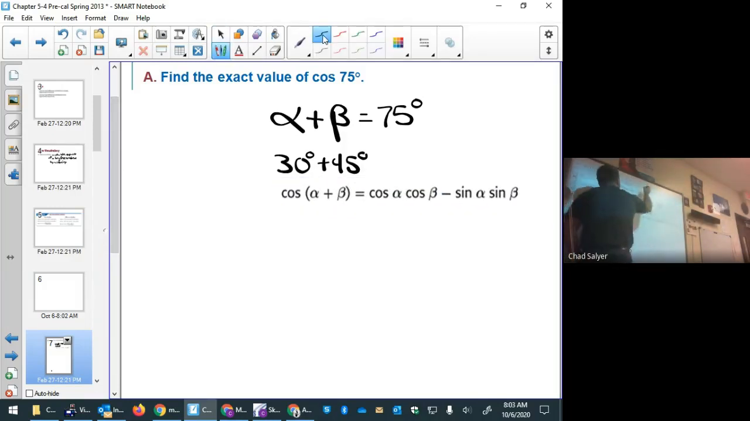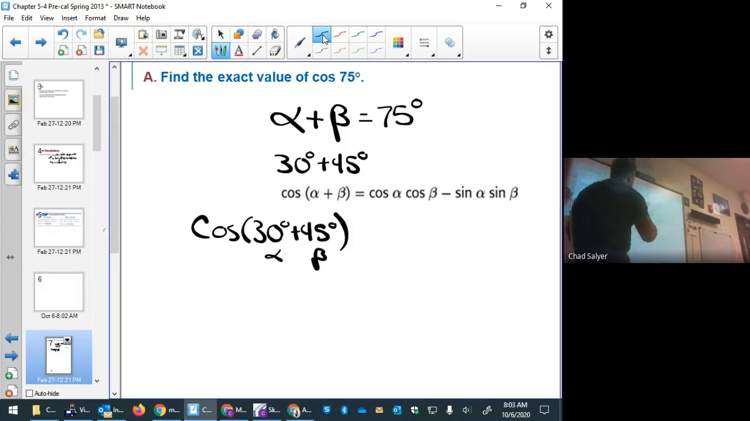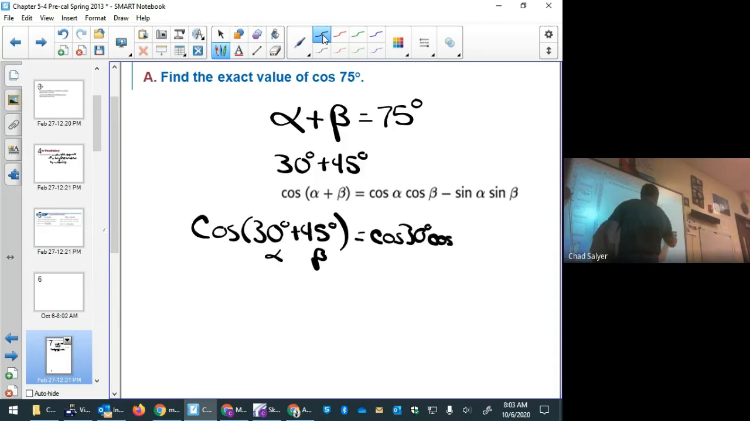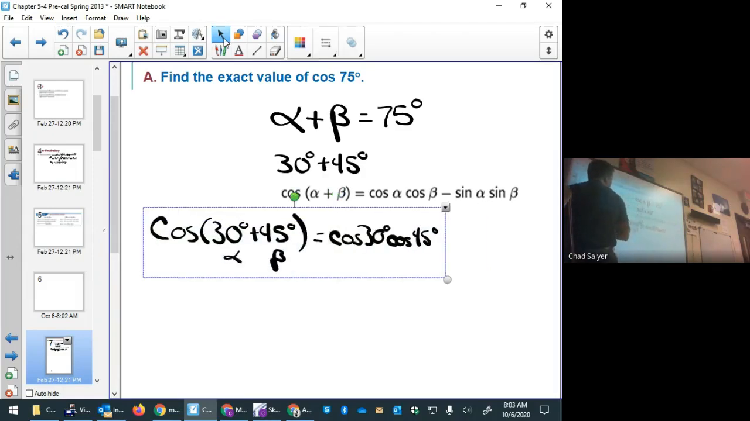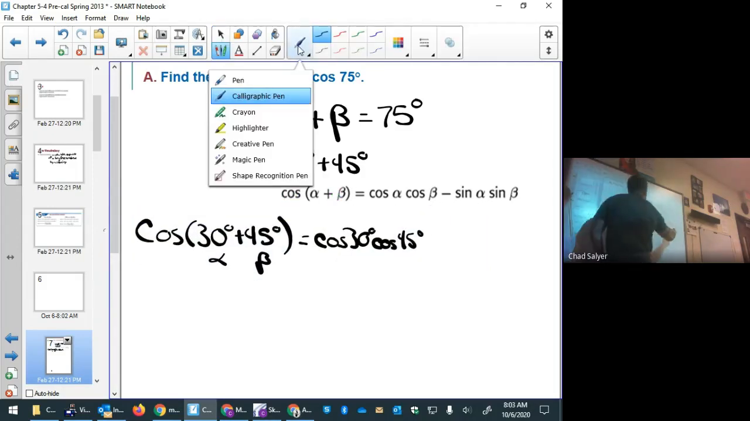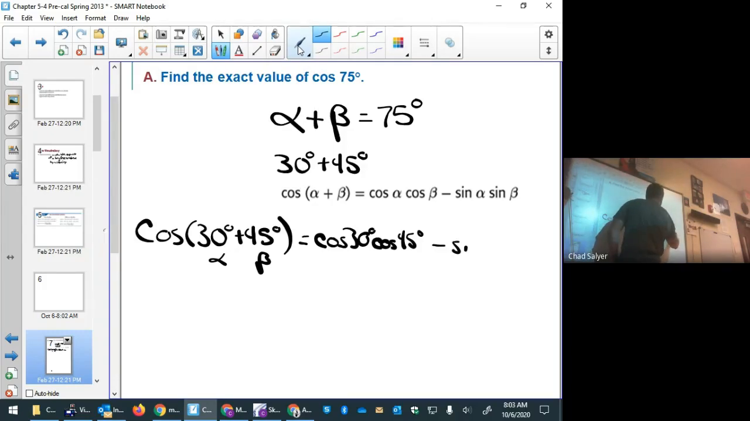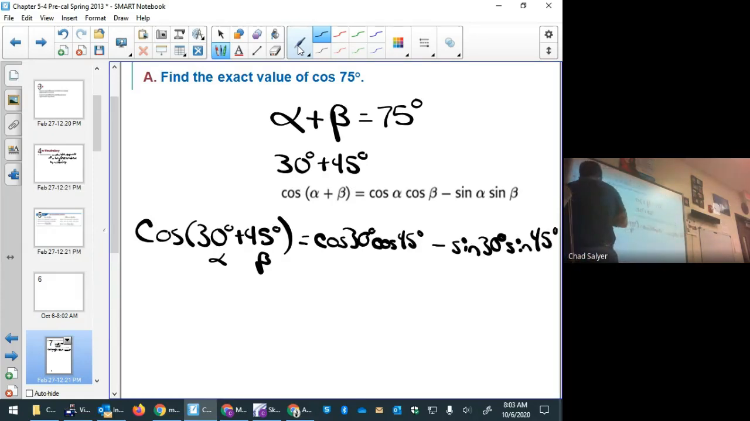Okay, so we want to know the cosine of 75 degrees, which is also the cosine of 30 degrees plus 45 degrees, where 30 is alpha and 45 is beta. And so that's equal to cosine alpha times cosine beta, minus sine alpha times sine beta.